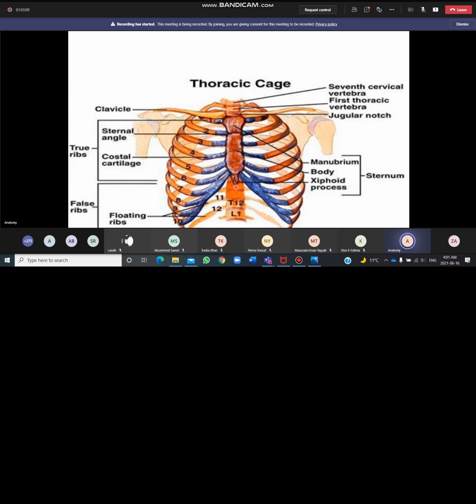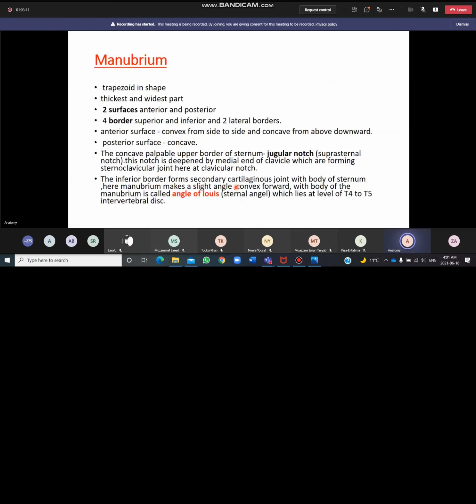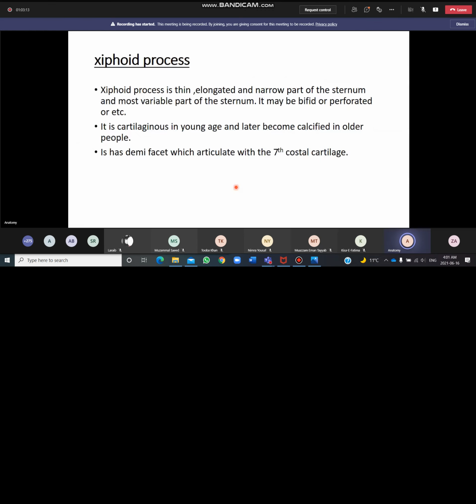It has a pointed portion. So we come to the main features of the xiphoid process. It's a thin, elongated, narrow part, and the most variable part of the sternum. And it may be bifid or perforated. It has various other presentations, but most commonly it is bifid or perforated.